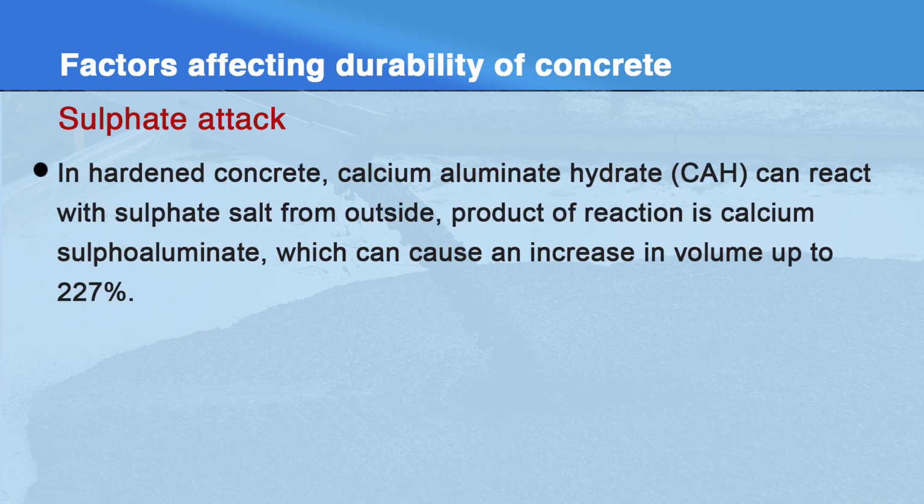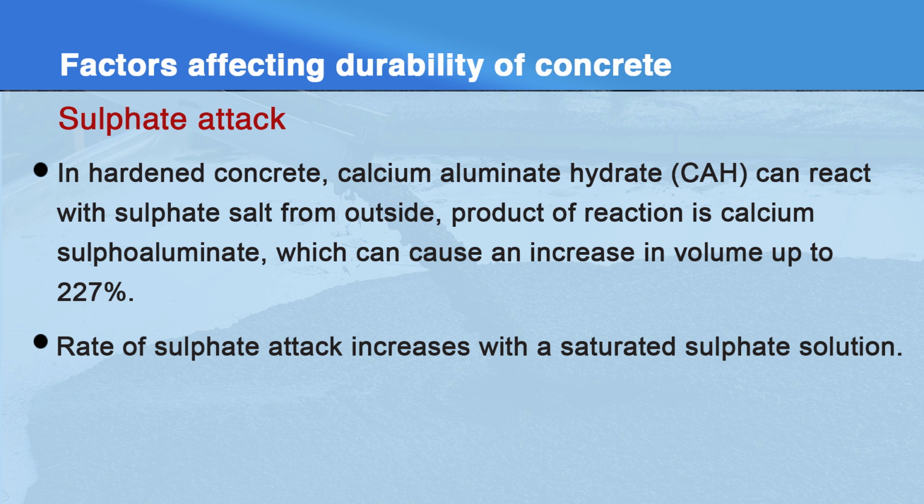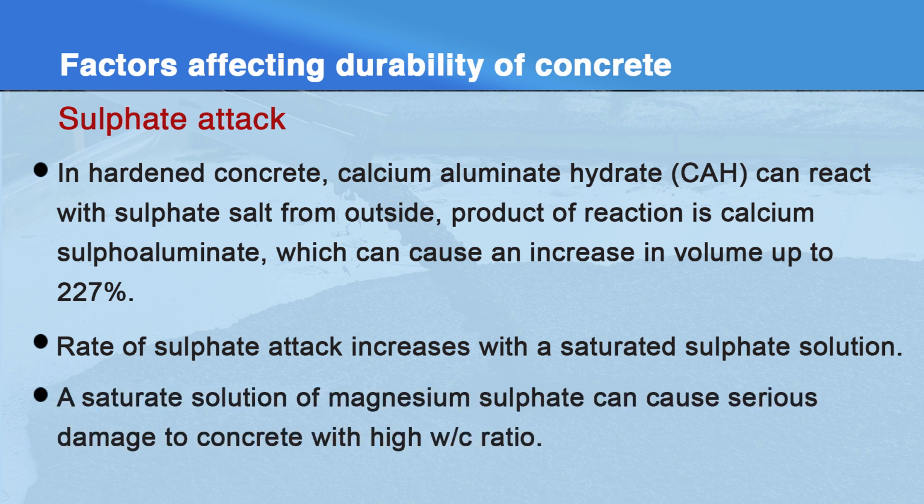In hardened concrete, the calcium aluminate hydrate can react with sulfate salt from outside. The product of reaction is calcium sulfoaluminate, which can cause an increase in volume up to 227%. The rate at which the sulfate attack increases is with saturated sulfate solution. A saturated solution of magnesium sulfate can cause serious damage to concrete with high water cement ratio.